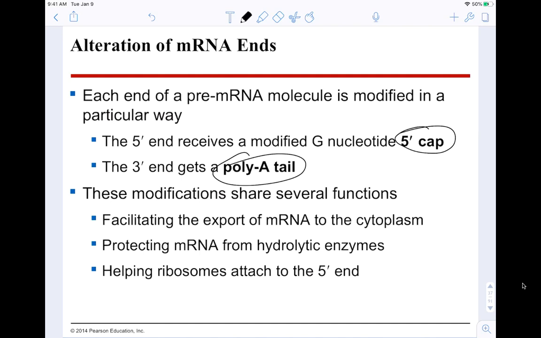They help to facilitate the export of the mRNA into the cytoplasm, because remember, it's in the nucleus and it's got to get out into the cytoplasm. They protect the mRNA from hydrolytic enzymes that are present in the cytoplasm, and they help the ribosome attach to the 5' end. So like I said, it helps to initiate translation, and it helps the mRNA make its journey from point A to point B, which would be the nucleus to the ribosome.